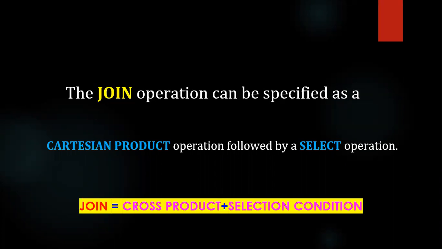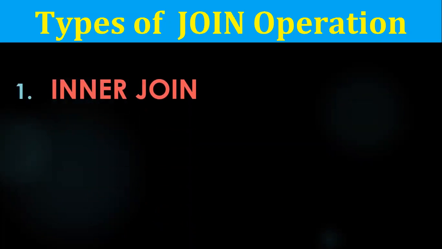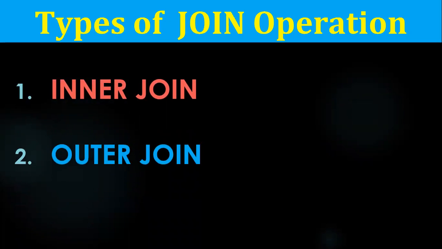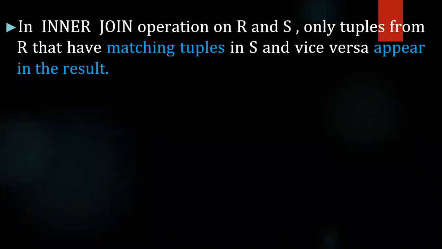Then the tuples which satisfy this selection condition in the result of Cartesian product will be obtained as output for the join operation. So you can say join is cross product followed by selection condition. And the types of join are inner join and outer join. In this session I'll continue with the inner join. Now when you go for any join operation, it will follow some specific condition.